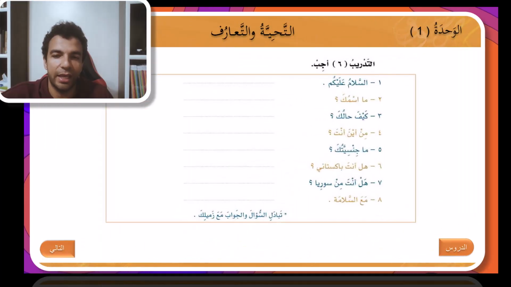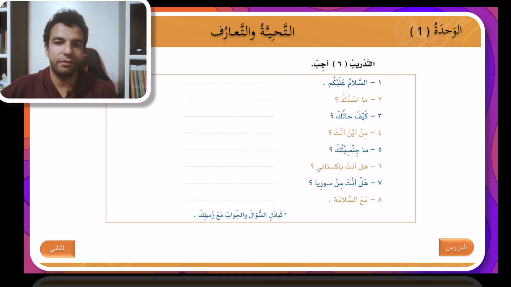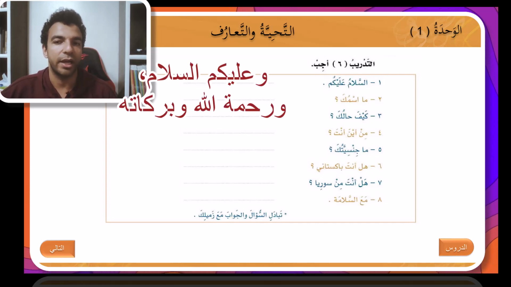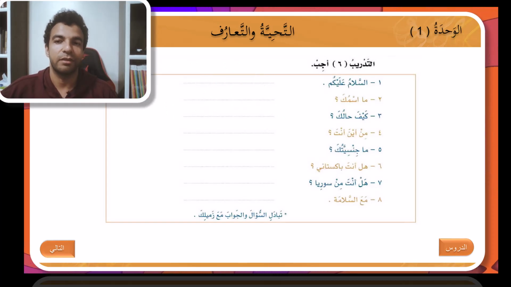Now, التدريب السادس says أجب, which means answer. All you need to do now is to listen to the sentence or the question that they give you and tell me what is the answer we should say in that situation. For the first one, it says Assalamu alaikum. What should be the answer? Yes, wa alaikum assalam. Preferably, you could say wa alaikum assalam wa rahmatullahi wa barakatuh. Perfect.